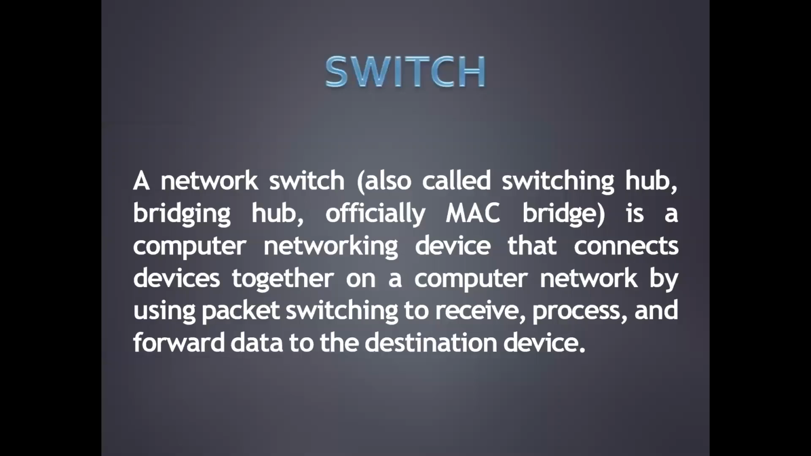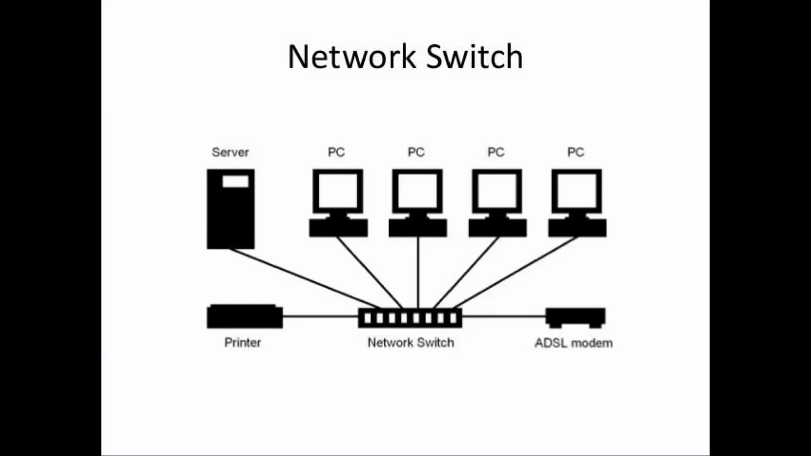Moving on, next is switch. A network switch, also called switching hub, bridging hub, officially MAC bridge, is a computer networking device that connects devices together on a computer network by using packet switching to receive, process and forward data to the destination device. So the switch works as a data link layer device. A switch performs error checking before forwarding data, which makes it very efficient as it does not forward packets that have errors and forwards good packets selectively to the correct port only.